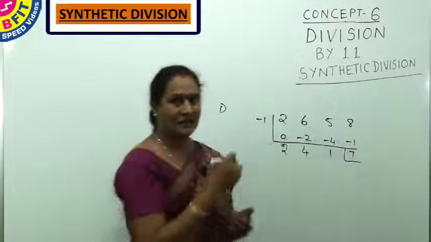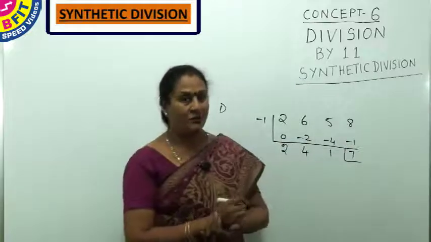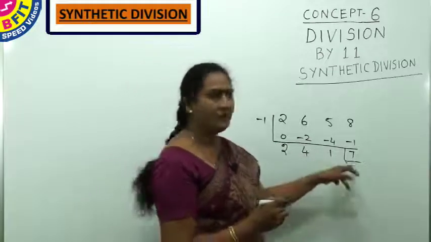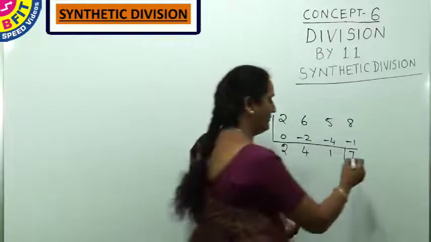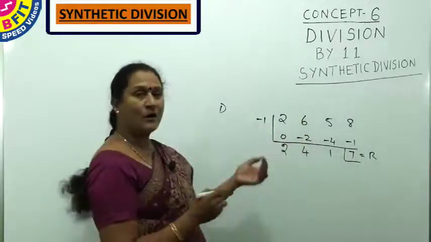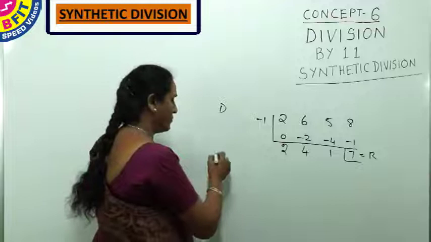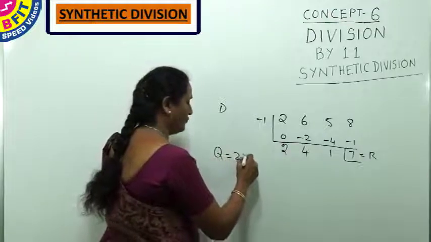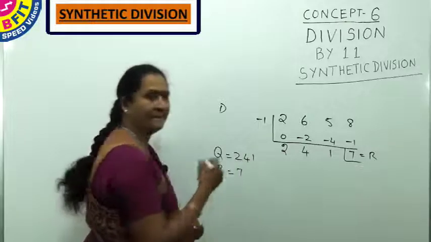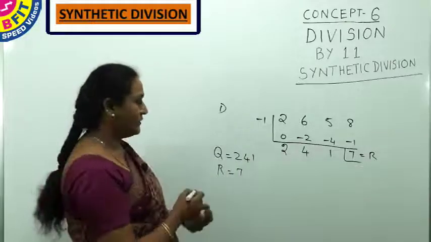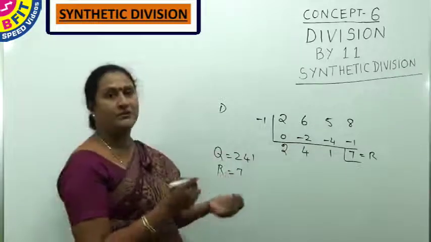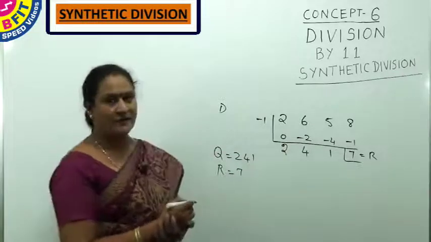Earlier in the example, we had 0, which means that the number is exactly divisible by 11. Here we have remainder 7. So the remainder is 7. Now what is the quotient? The quotient is 241 and the remainder is 7. So when 2658 is divided by 11, the quotient is 241 and the remainder is 7.